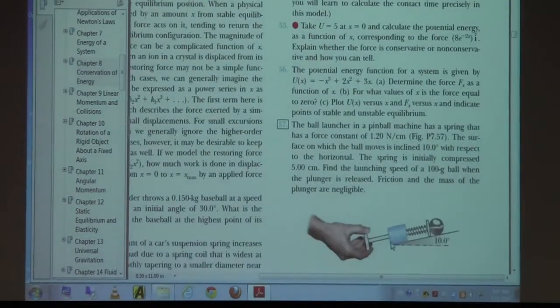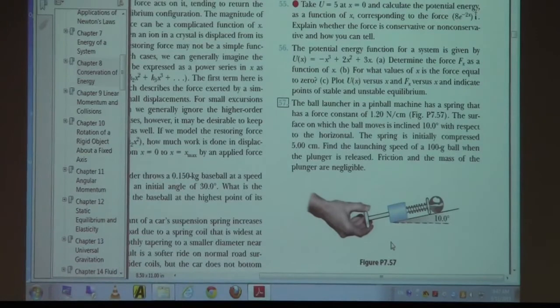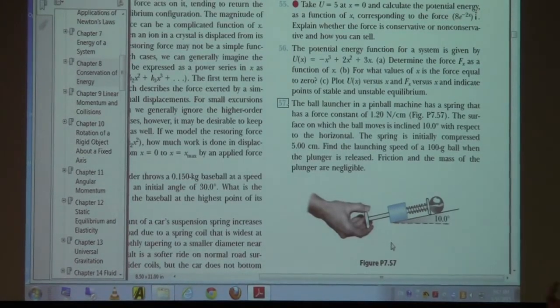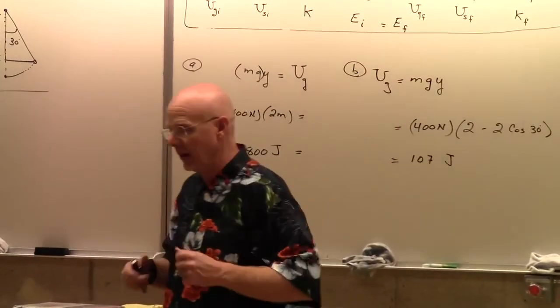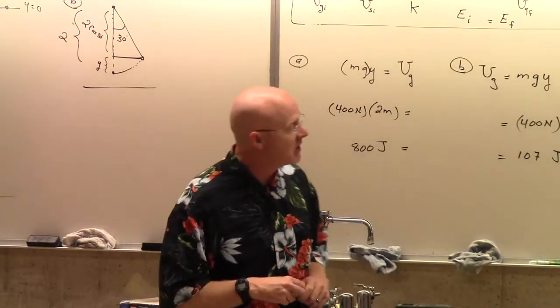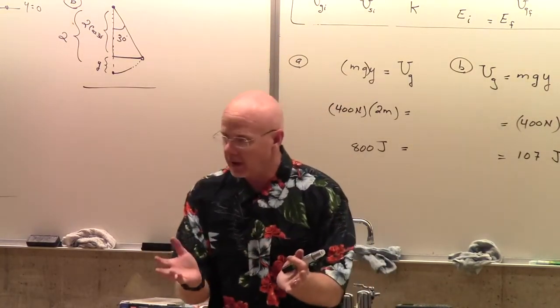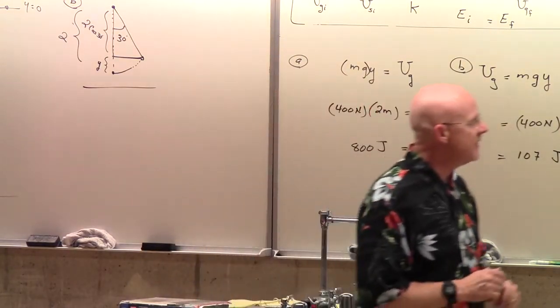57 I thought would be a good last one to do in this chapter. Because now we've done quite a few. We've done ones with springs. Actually, our spring had a double spring. We've done potential energy. We've done some kinetic energies. I think this has a little bit of everything in it. So let's read this one.